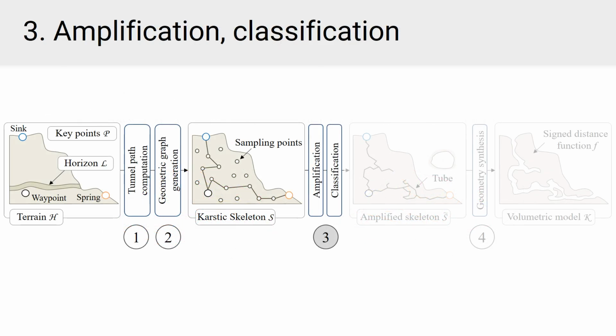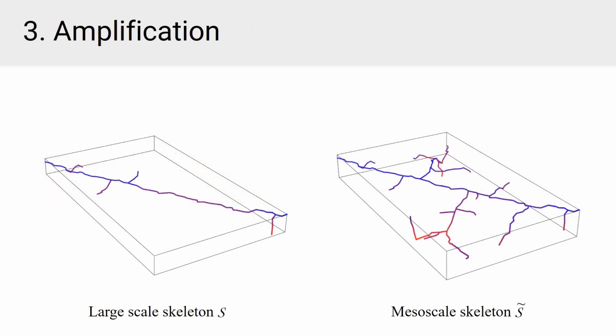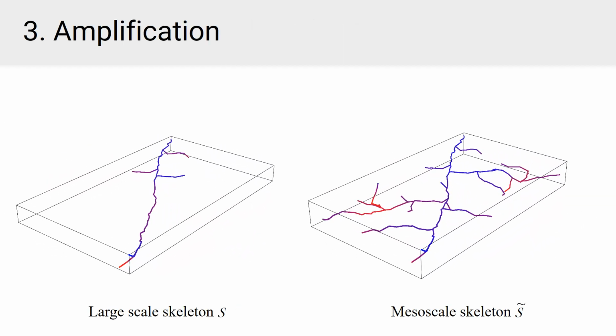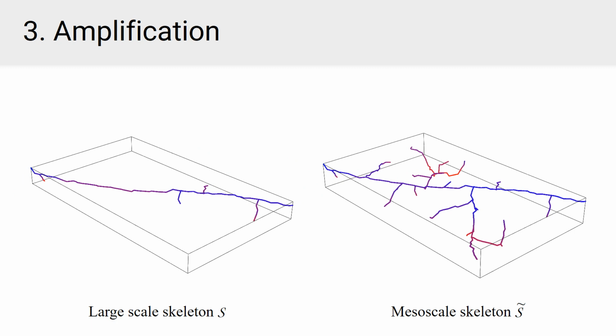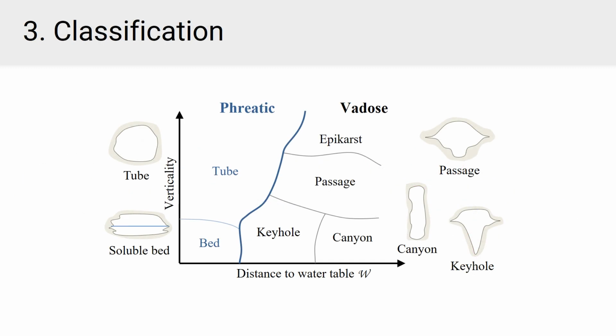We then amplify the karstic skeleton with dendritic structures, and classify all graph edges. Amplification is done by distributing new key points inside the neighborhood of S, then connecting them to S. For each graph edge, we finally compute the tunnel type and radius depending on its geometrical and geomorphological parameters.